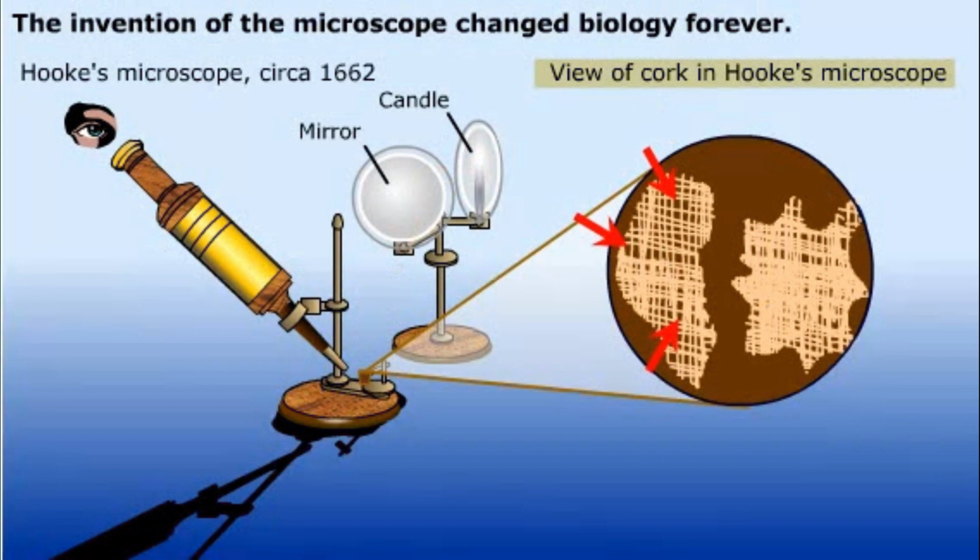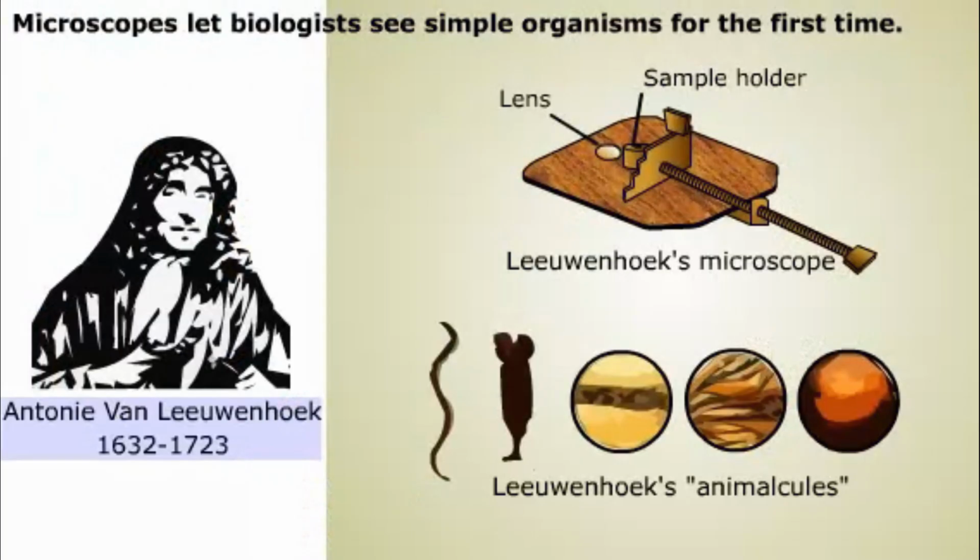One of the objects Hooke looked at was a thin slice of cork. The compartments in the cork reminded Hooke of the cells occupied by monks. Before long, other scientists improved on Hooke's microscope. One of these scientists was Antony van Leeuwenhoek.